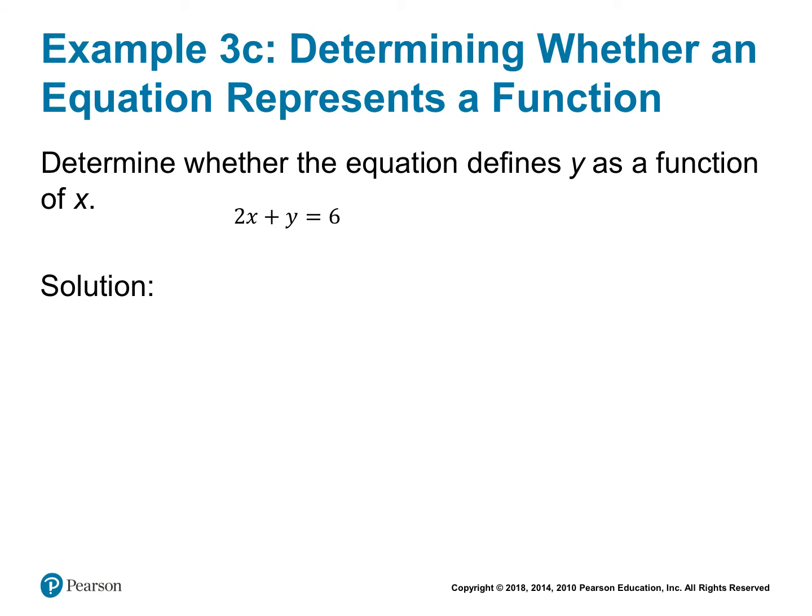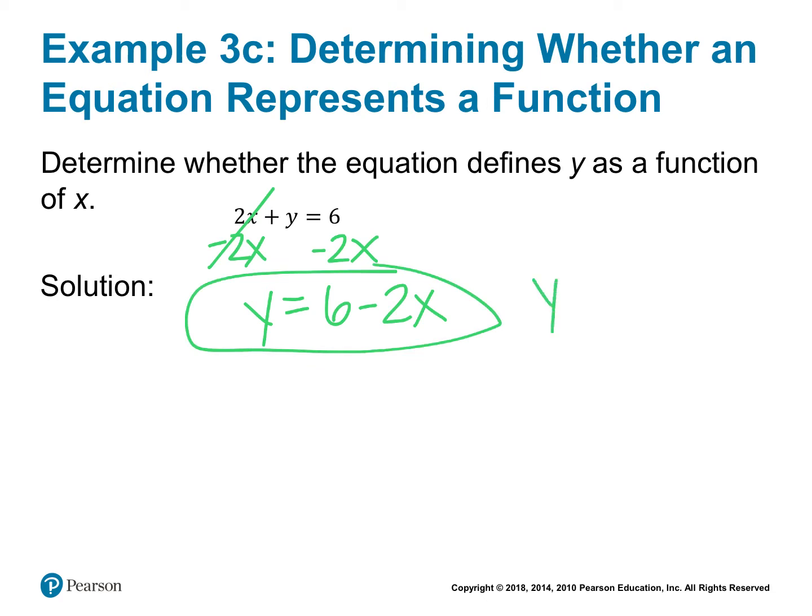Okay, let's try one more of those. Determine whether this one would be a function of x. So I'm going to subtract the 2x. That leaves me with y equals 6 minus 2x. So that is just one answer. So yes, it is a function. So if I chose a number for x, if I put it in there, I'd only end up getting one answer to work for the y.